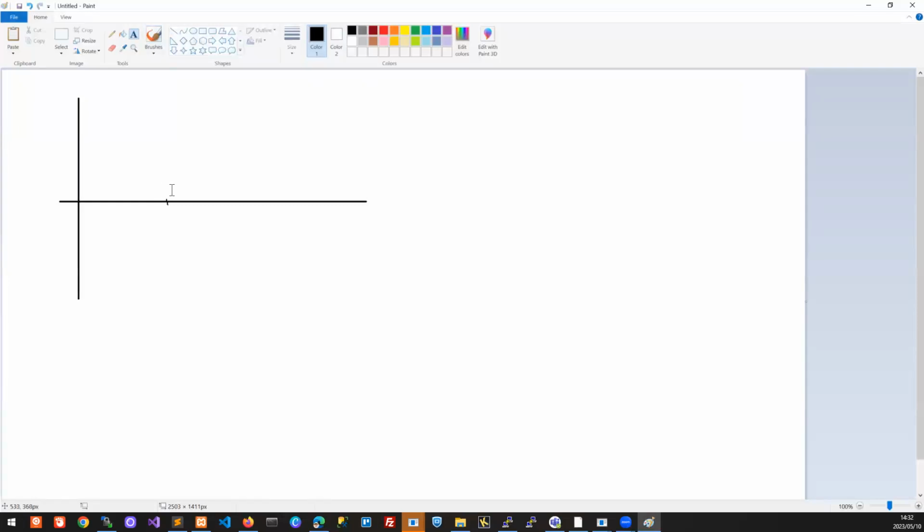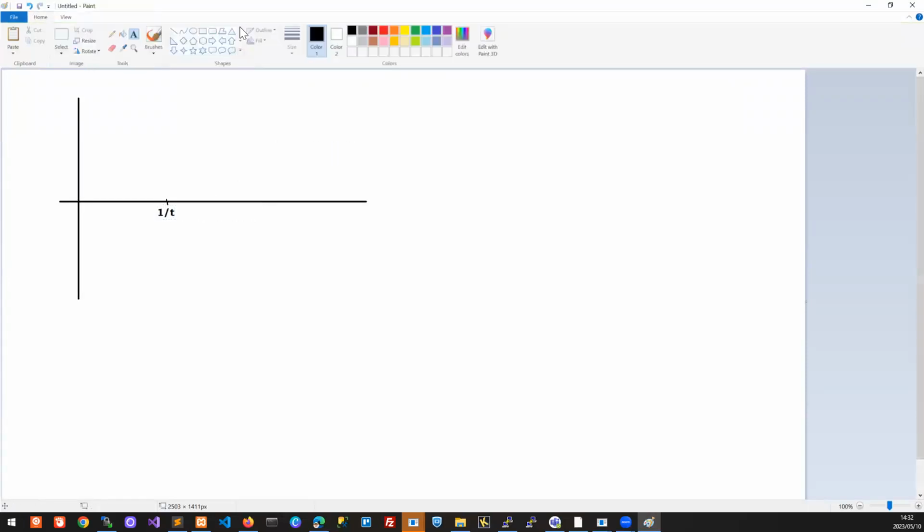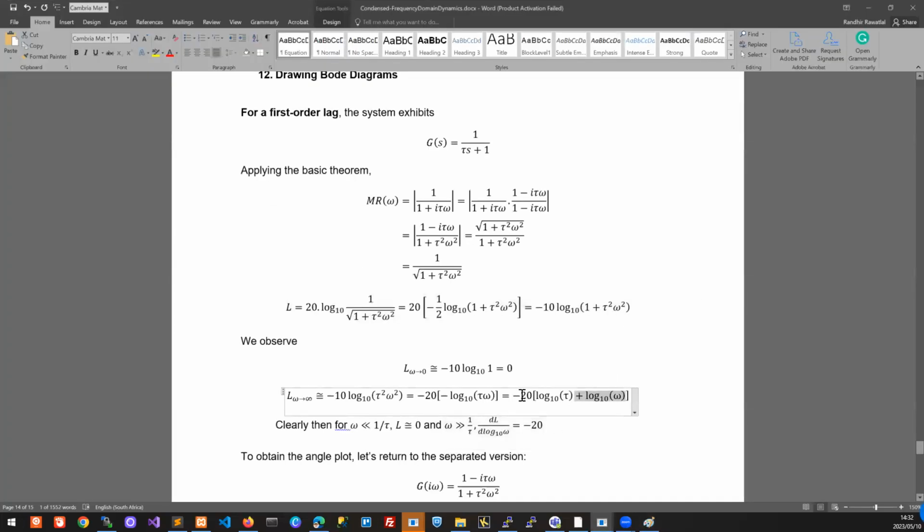And I'm just going to mark that as a 1 over tau here. And as we said, the L value is going to be 0 up to that point. So it's 0 for low values of omega, and all the way till 1 over tau, it's equal to 0. And then at values greater than 1 over tau, this equation applies. Right? So this applies, and we can see here that the gradient of this line is minus 20.